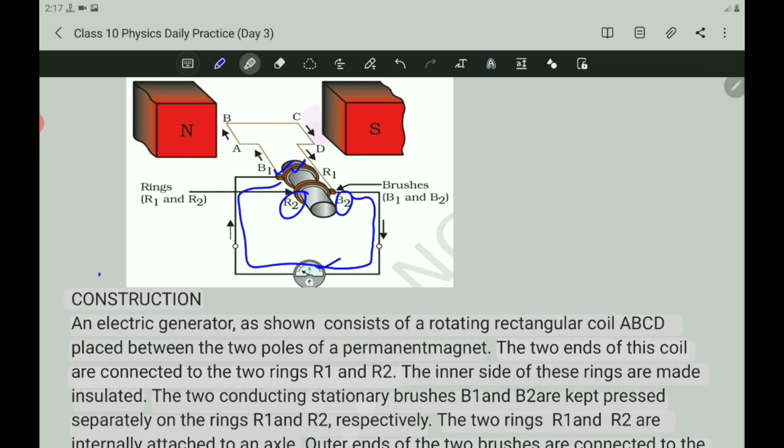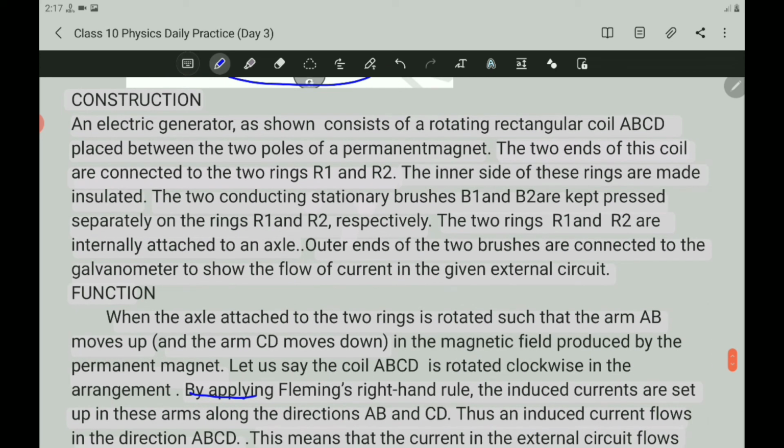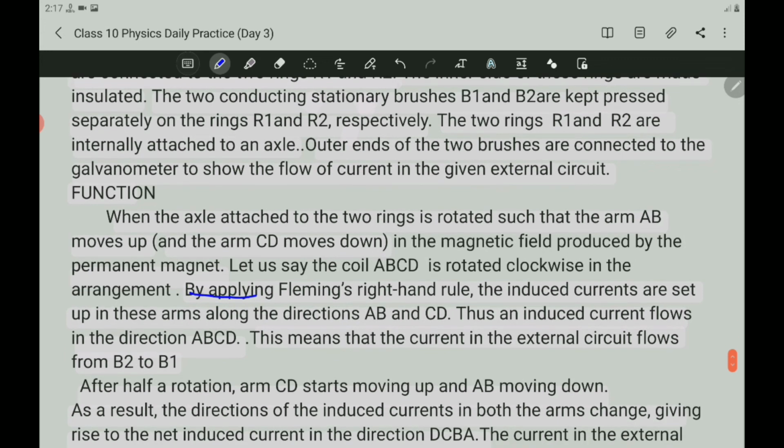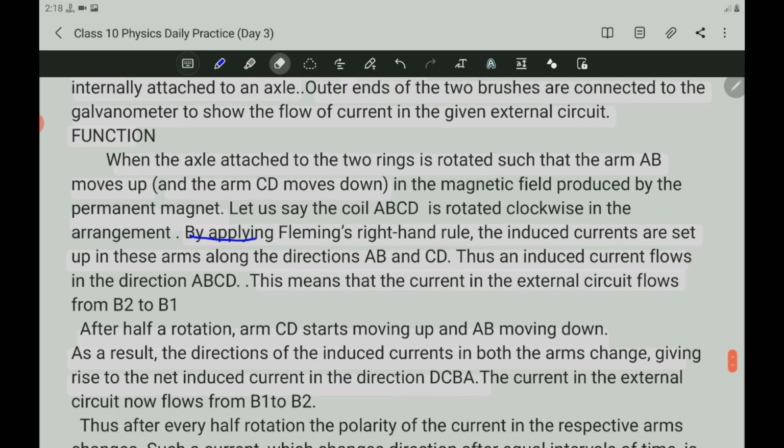CD comes up and AB comes down, and the current flows from D to C and here from B to A, and in the external circuit the current flows from B1 to B2. As the induced current flows in the direction ABCD in the arm, the current in the external circuit flows from B to B1.